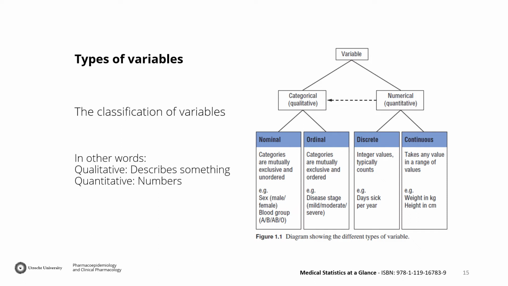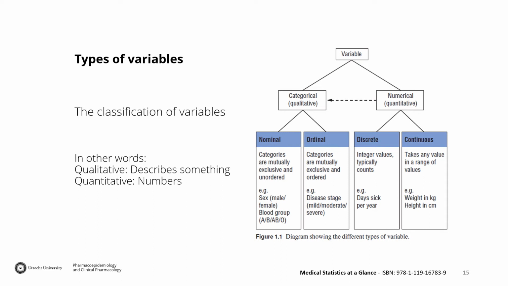An example of those could be disease stages. For example, disease stage from mild to severe, and then there's clearly something that is better than the other, because you usually don't want to be sick. For the numerical ones, the quantitative ones, we have discrete and continuous variables. The discrete variables usually count. For example, that could be the number of days sick per year.